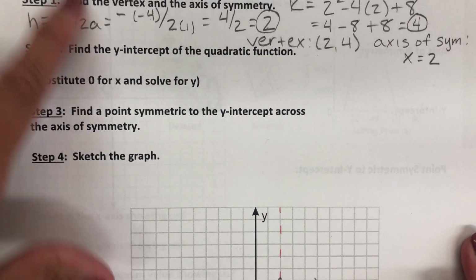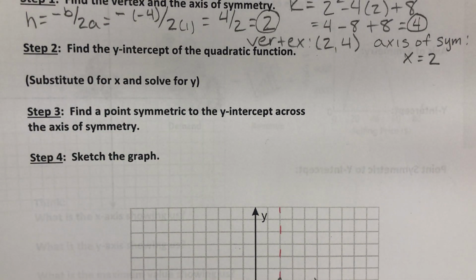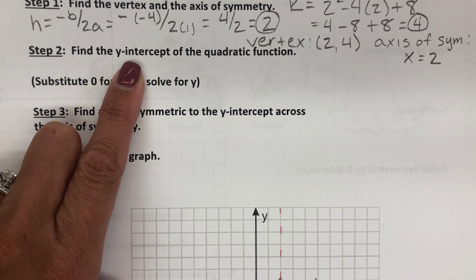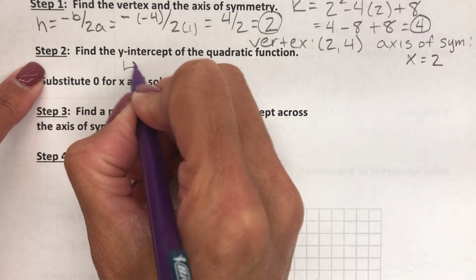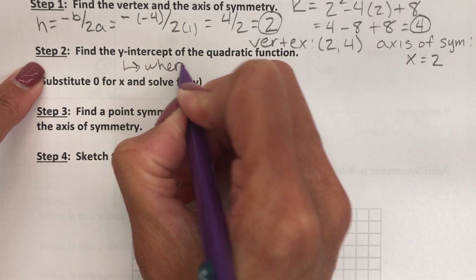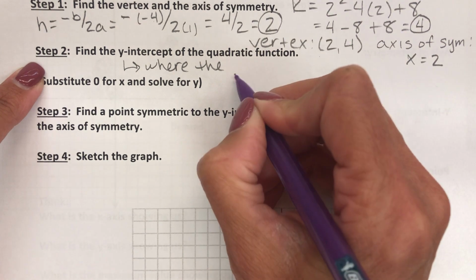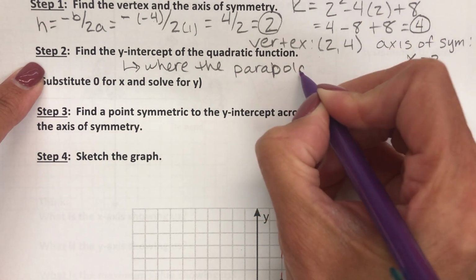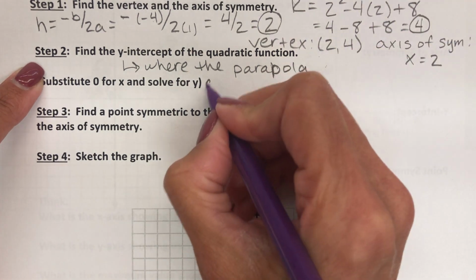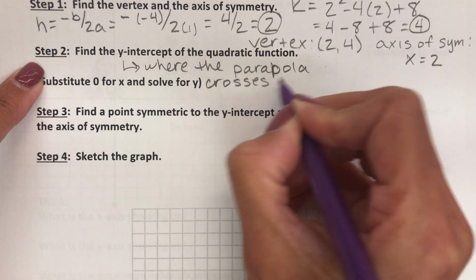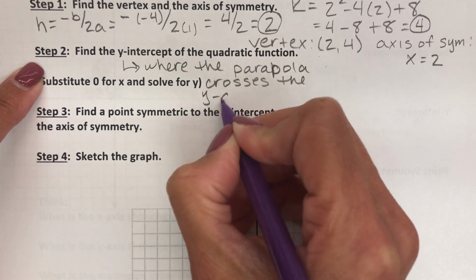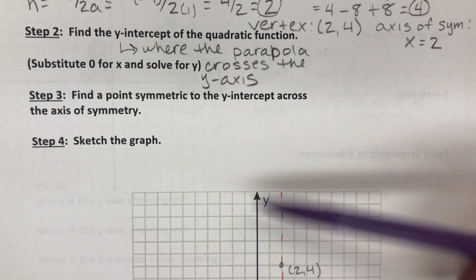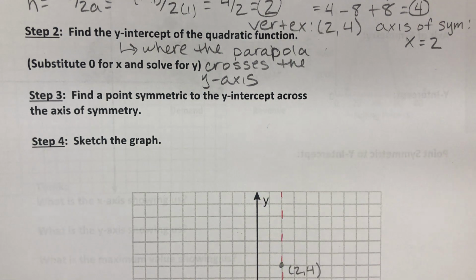Step 2, so that was step 1, just finding the vertex and the axis of symmetry. Now I need to find the y-intercept. The y-intercept is where the parabola crosses the y-axis. So here's the y-axis here. We want to see where it's going to cross over this y-axis.